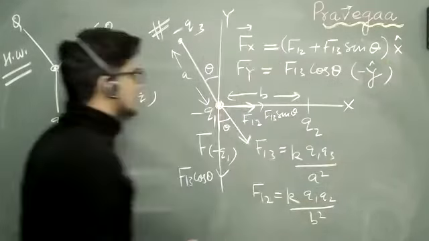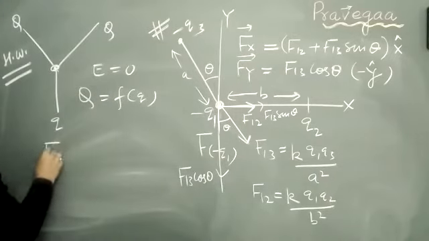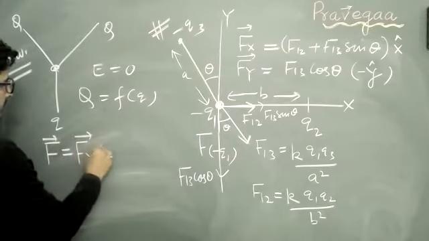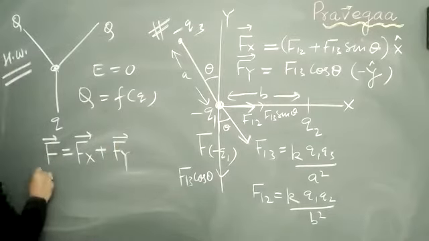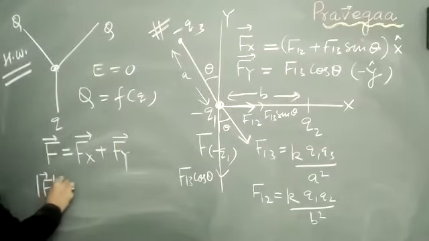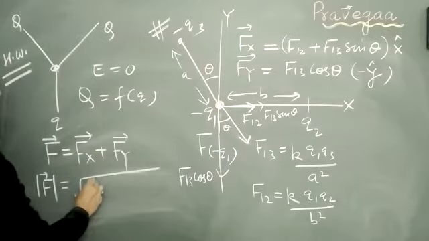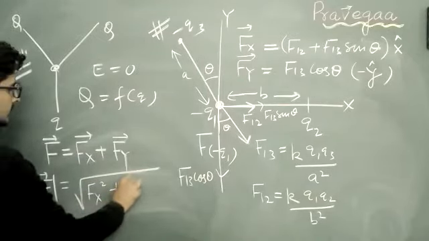You agree with this? Yes, sir. And let us put the vector this side. And now the force F will be equal to f of x vector plus f of y vector. So what will be the magnitude of the force? Tell me. It will be root of mod fx square plus fy square. So this will be the mod of this force.